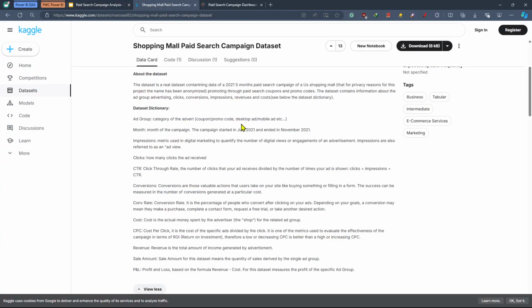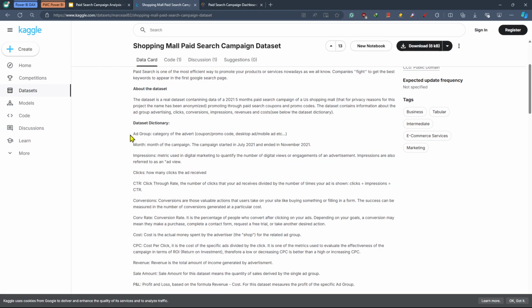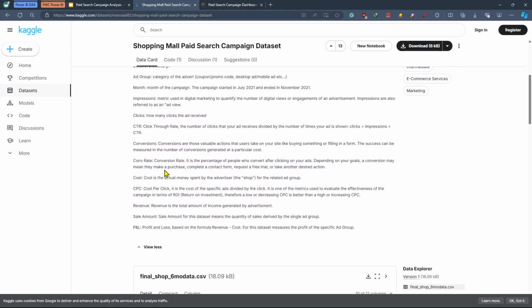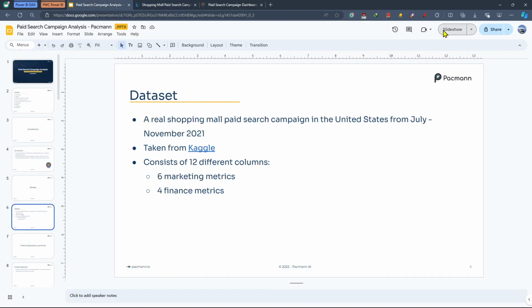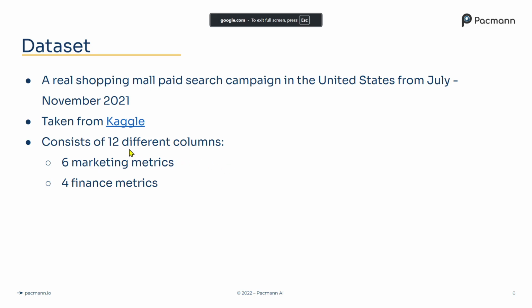And this is the dataset. There are a couple of features that I'll talk about later. Basically, in this dataset there are 12 different columns. 6 of them are for marketing metrics and 4 of them are for finance metrics.